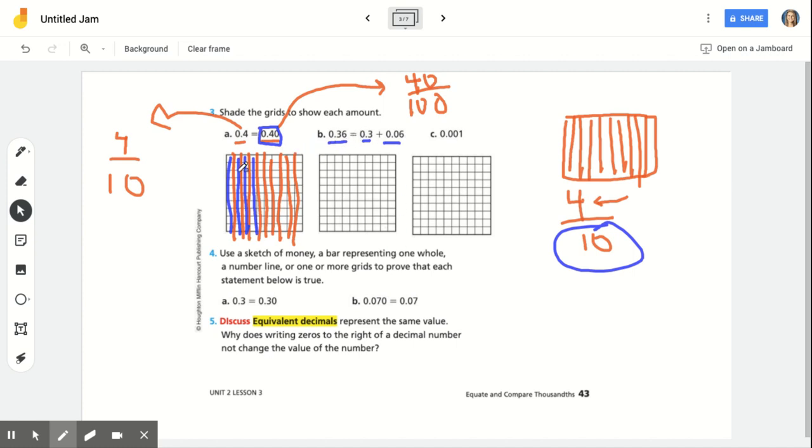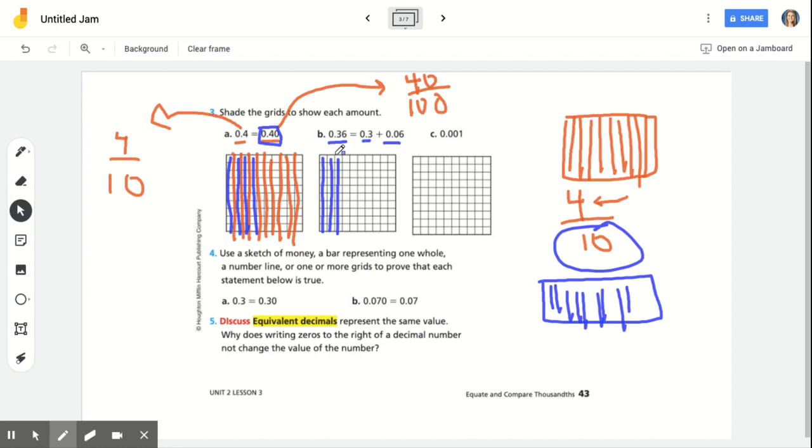Let's use the same strategy that we just did. Let's ignore these vertical lines. Let's just pretend this one whole has 10 pieces. Mine's really messy, to represent 3/10. So let's shade in 1 piece, 2 pieces, 3 pieces. I use my vertical lines, 1, 2, 3 pieces shaded in.